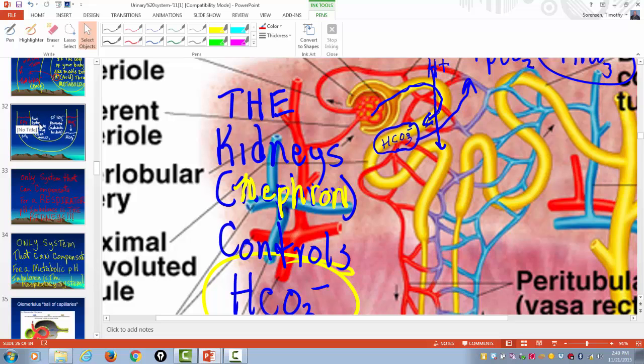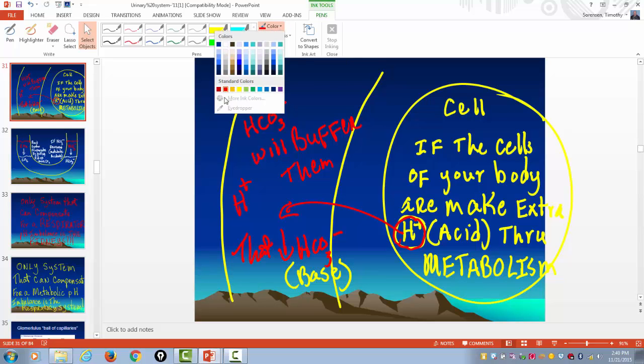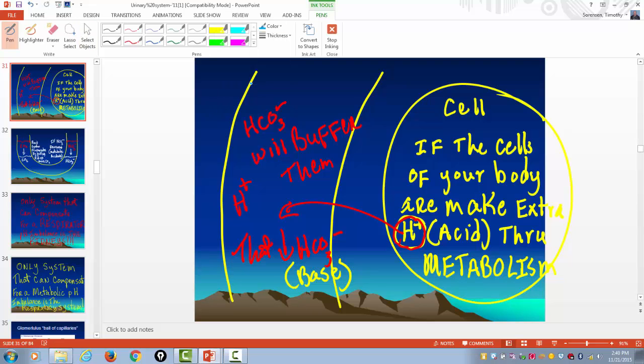Now, this shouldn't be more difficult, but I'm going to explain this. So, in metabolism, our cells are making energy or doing the things that they do in order to survive, right? They make hydrogen ions. But if there's a condition that causes the cells of your body to make extra hydrogen ions, more than normal, through metabolism, and those hydrogen ions get dumped into the blood, there is bicarbonate circulating in the blood.